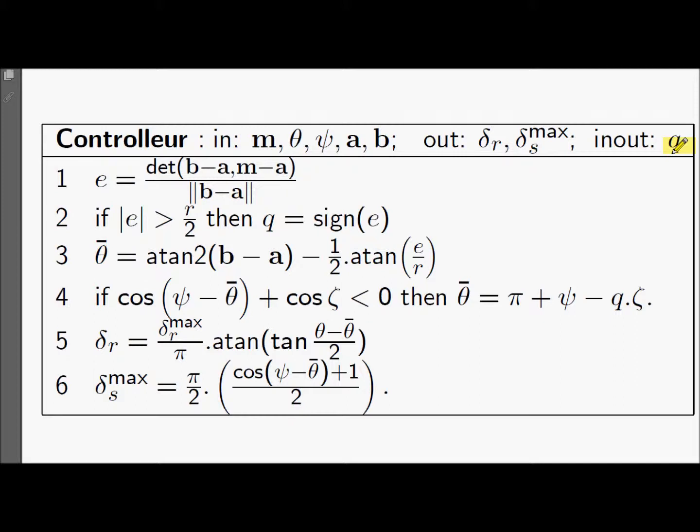First, I compute the algebraic distance to the line. It is given by this formula, where A, B are involved, but also the position of the robot. If I am outside the small corridor, then there is no choice. I will choose the direction Q. Q means that I want to project on the right or on the left, depending on the wind. So Q will correspond to the sign of E.